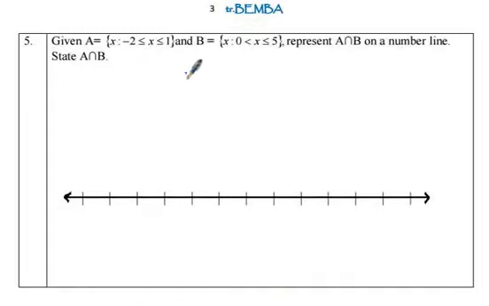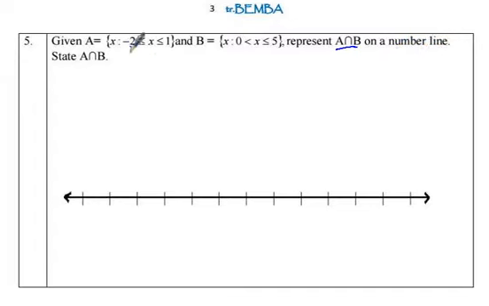Okay, and our final question of the day: we have a set A that has elements x such that x is greater than or equal to -2 but less than or equal to 1. And another set B is a set with elements x such that x is greater than 0 but less than or equal to 5. That's how we can read that set notation there. We want to represent A intersection B on a number line.